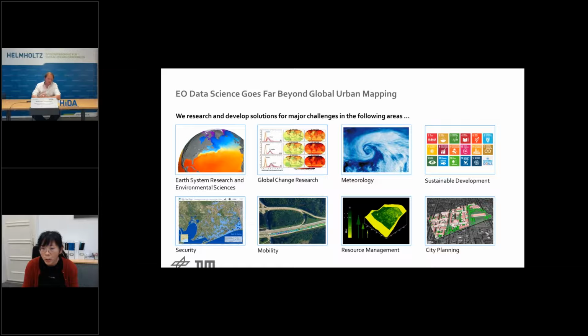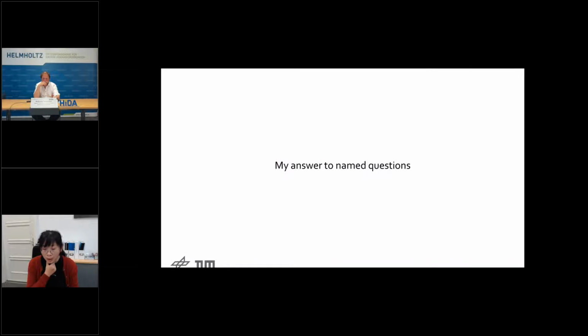At the DLR, we're actually the biggest Earth observation center in Europe, and we are working on solutions for disaster research, global trend research, meteorology, the UN's SDGs, to very practical things like city planning. And this is a quick introduction of what we do at the DLR, and now my answers to the questions from the organizer.